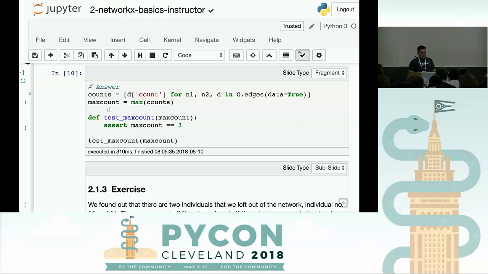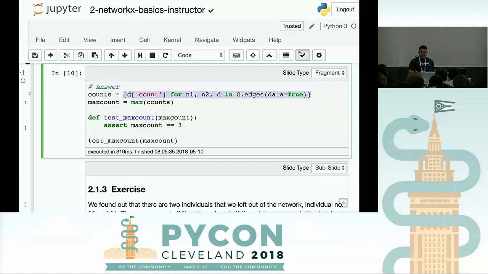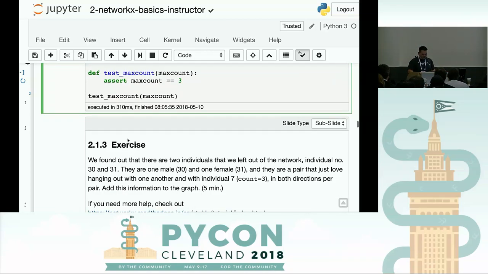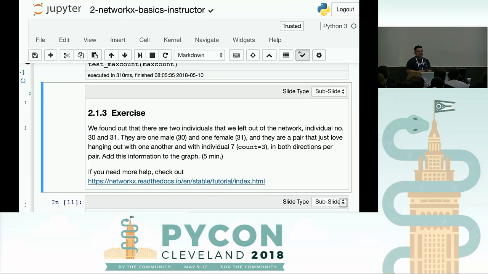Okay, so I think people got the programming pattern. Again, it's a list comprehension inside here. So we get the counts of how many times each student rated another student, and we're just verifying that the max is 3, which is what we expect. And indeed, there are some students who are besties. All right? Cool.